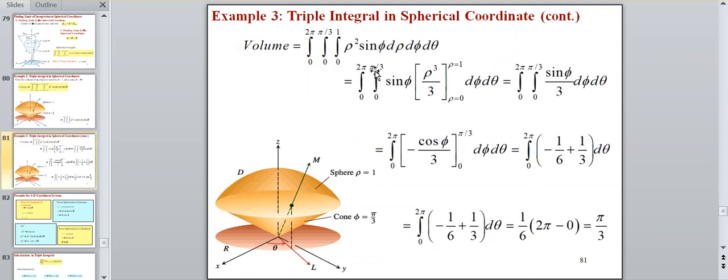Look here, the first integral is with respect to rho. We have rho squared d rho. The integral of rho squared d rho is rho cubed divided by 3 from 0 to 1, which leaves 1/3. So this 1/3 is a constant. Next we have to integrate with respect to phi: the integral of sine phi d phi equals minus cosine phi from 0 to pi over 3.